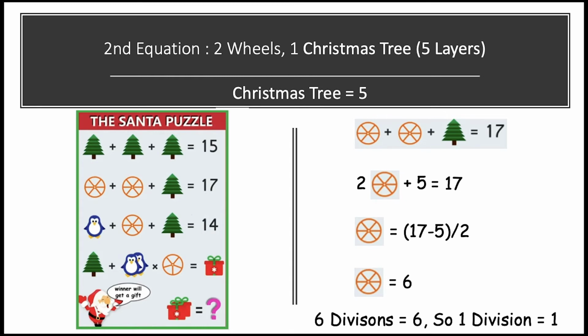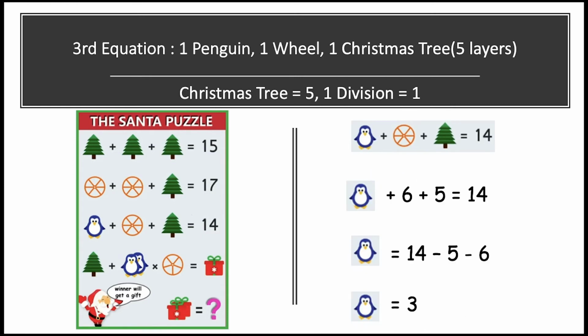Now we need to check the divisions present in the wheel. It has 6 divisions. So 6 divisions value is equal to 6. So friends, if 6 divisions is equal to 6, 1 division would be equal to 1. So this is the end of our second equation. Now jumping on to our third equation.